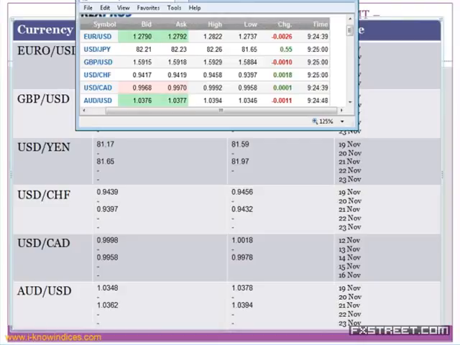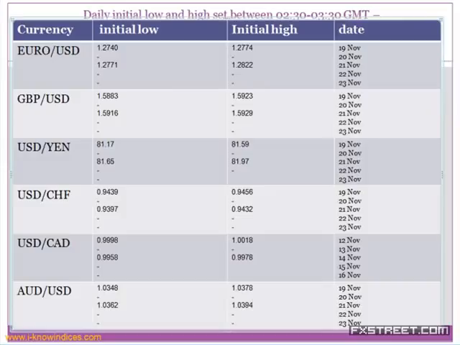So when you note down the initial lows and the highs, then you will be in a position to understand what they are trying to do. Let me explain with the help of the next slide.